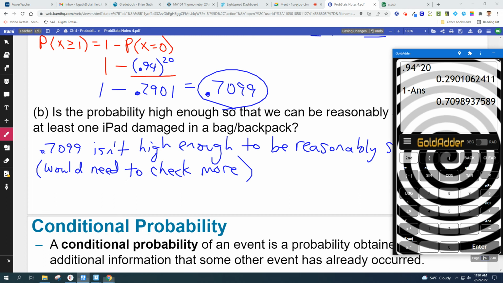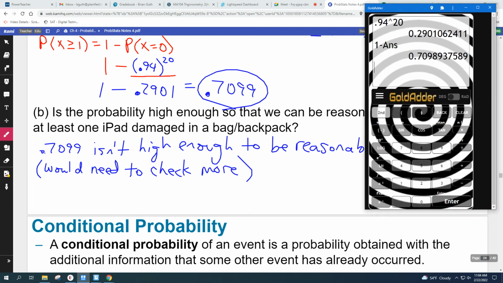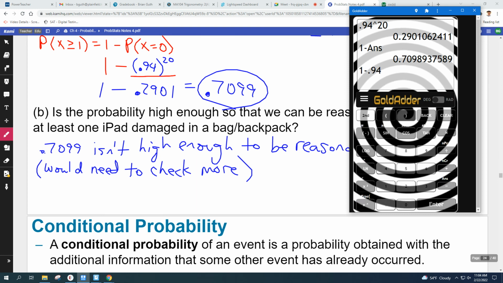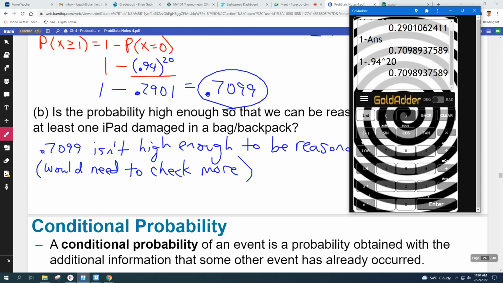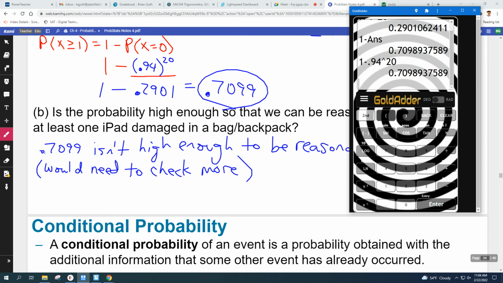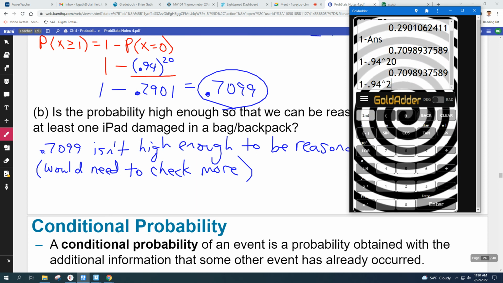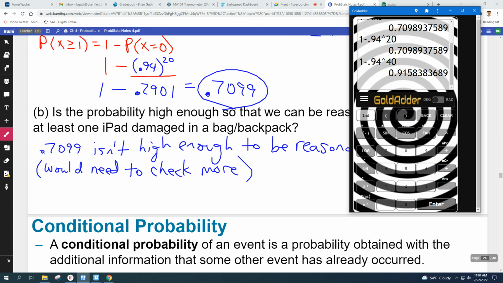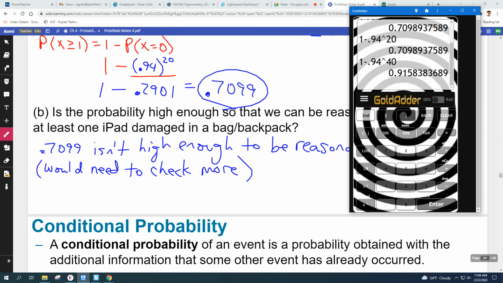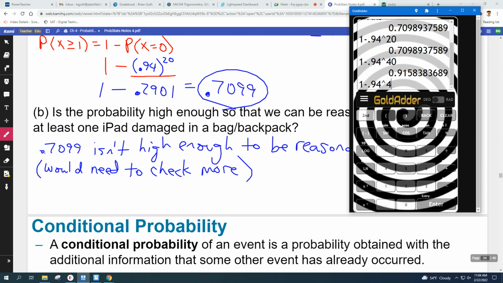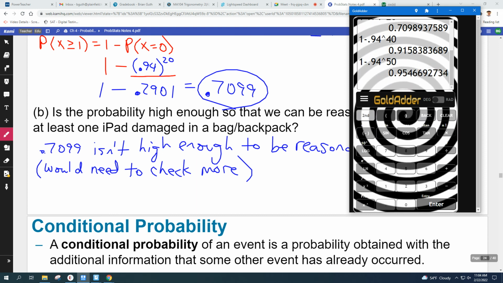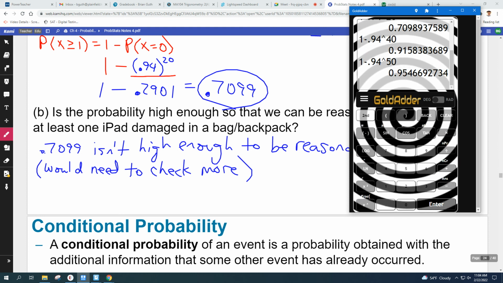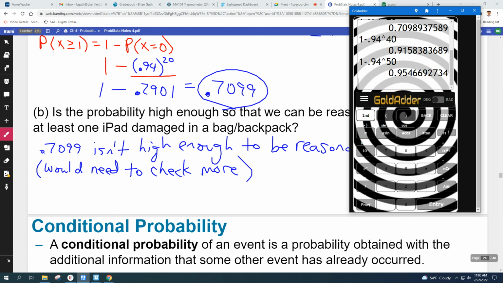Okay, so, if you think about it, we just did 1 minus 0.94 to the 20th power when we checked 20 bags. Okay, so what if we checked 40 bags? If we checked 40 bags, then there'd be like a 92% chance. Well, if we checked 50, okay, check 50 bags, there's a 95% chance that at least one of them is broken. Let's see, what if we check 100?